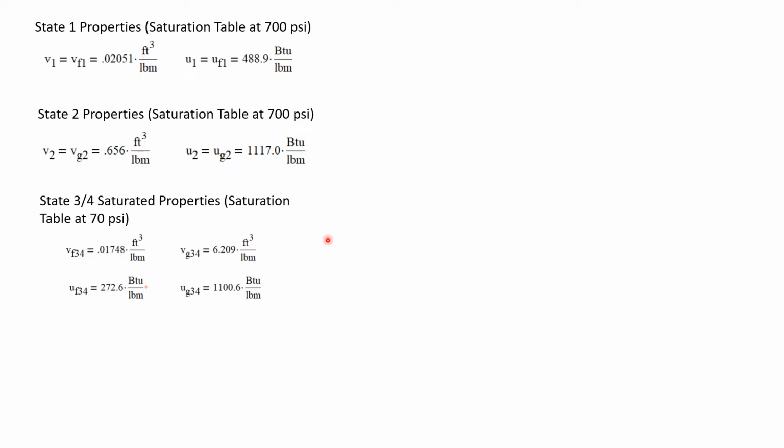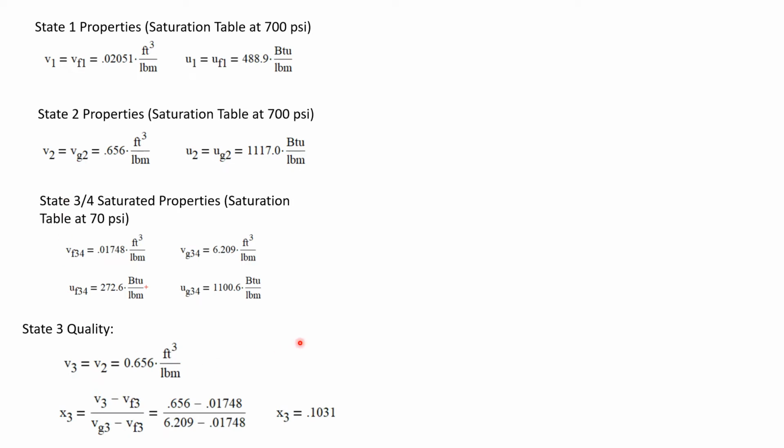Now states 3 and 4 are both saturated mixtures at 70 psi. So again, in the saturation water table at 70 psi, we're going to grab a value for V sub F and V sub G and U sub F and U sub G, and these are going to apply to both states 3 and state 4 to help us find the quality and the internal energy.